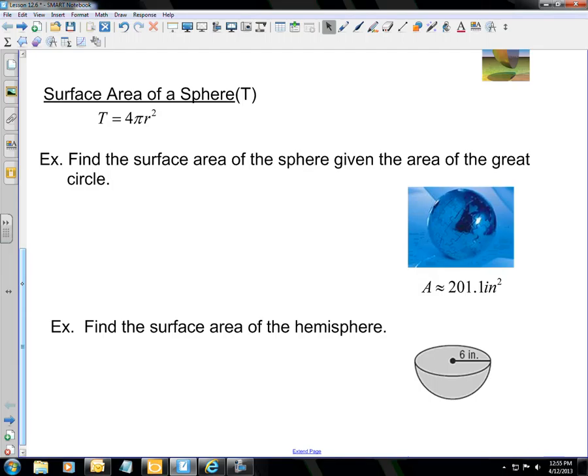Ah. If the radius of the great circle is the same as the radius of the sphere, isn't this pi r squared? Yes. It is my pi r squared. And so you can come up here into your formula and you could replace the pi r squared with the area of the great circle. So just take the area of the great circle times 4. Okay?